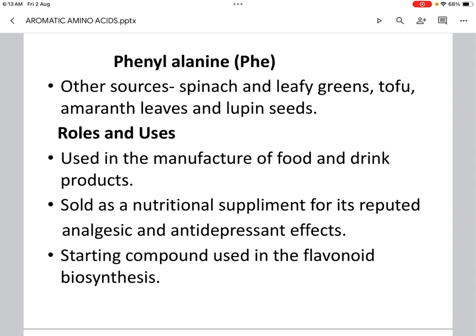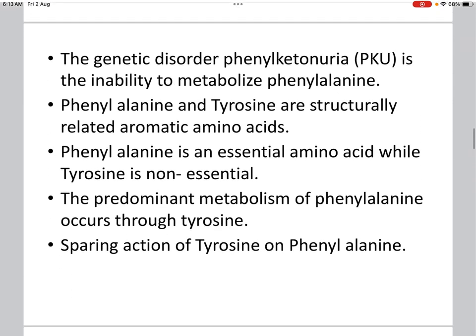Its roles and uses: it is used in the manufacture of food and drink products, and sold as a nutritional supplement for its reputed analgesic and antidepressant effects. It is a starting compound used in flavonoid biosynthesis. The genetic disorder phenylketonuria is the inability to metabolize phenylalanine.